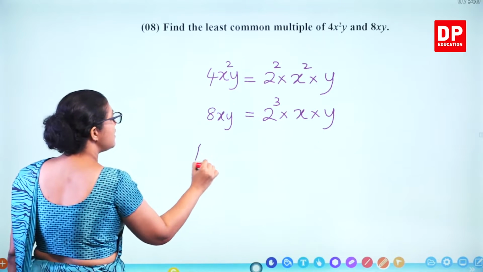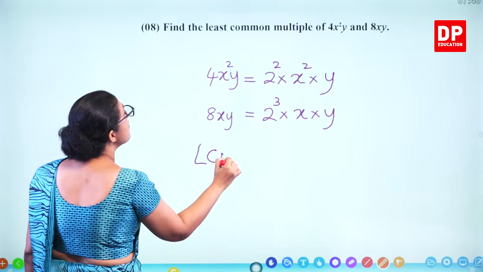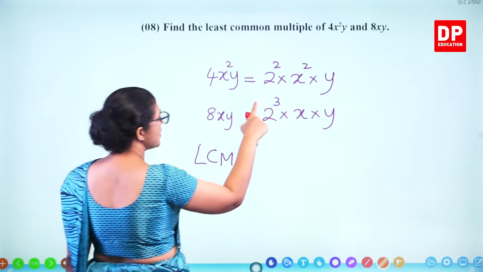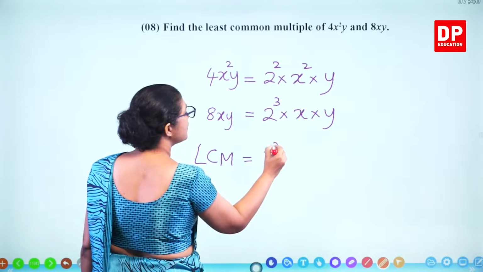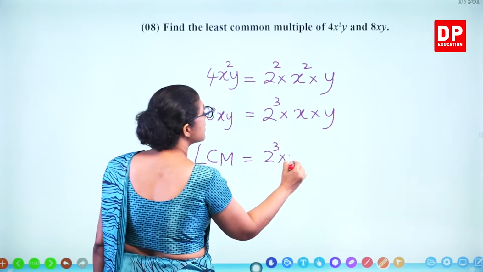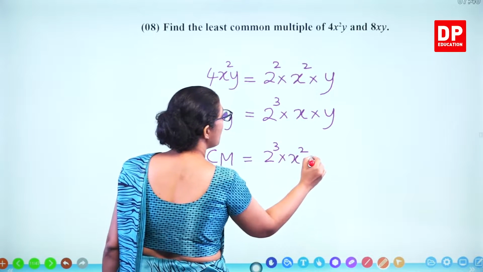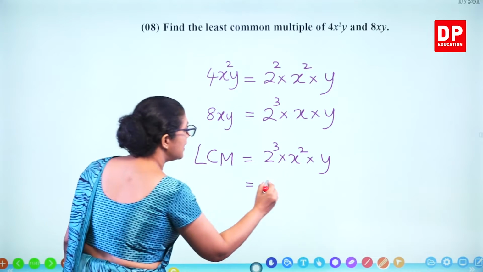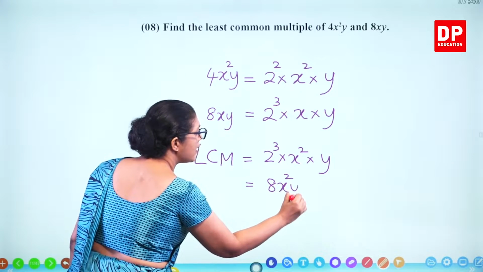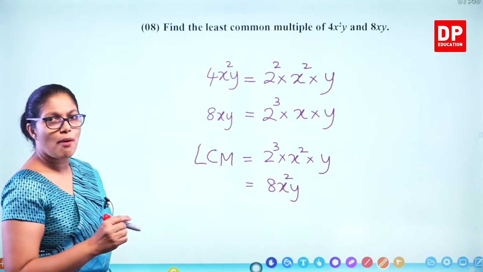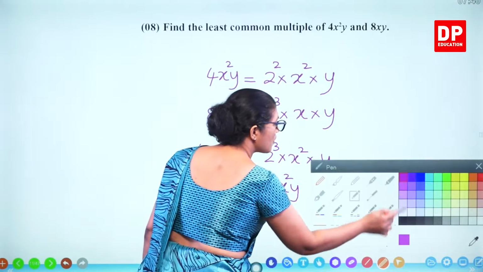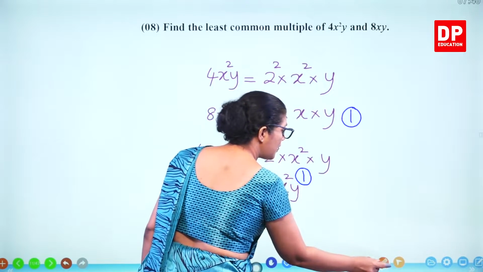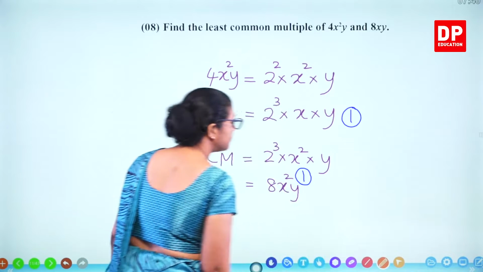Now for the least common multiple, we take the highest power of all the terms. 2, you can take 2 to the power 3 is the highest one. When you take x, x squared is the highest one, and y. 2 to the power 3 is 8, x squared, y. So that's the lowest common multiple. So you get 1 mark here and 1 mark for identifying separate factors.